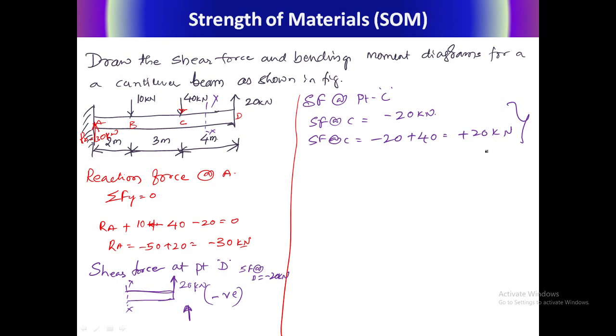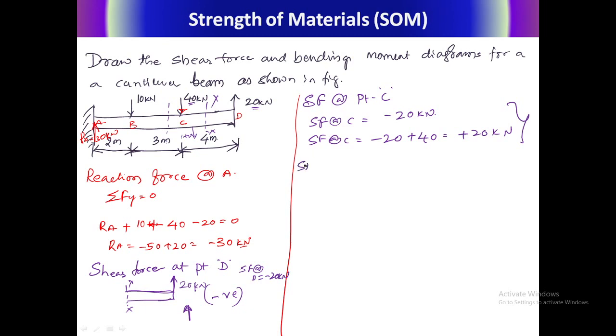Now in this case, what happens? As you got the value as a plus, the entire portion on the right hand side of the section, let us take section XX here, the net force of 20 kilonewton tries to push the beam in the downward direction. That is what a positive value is.